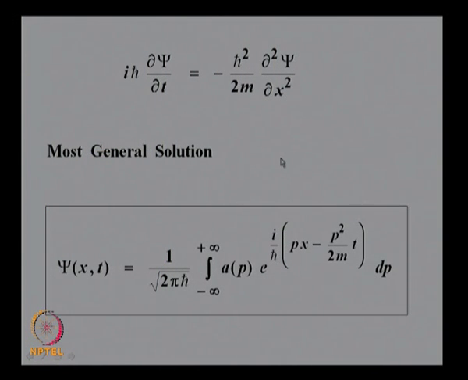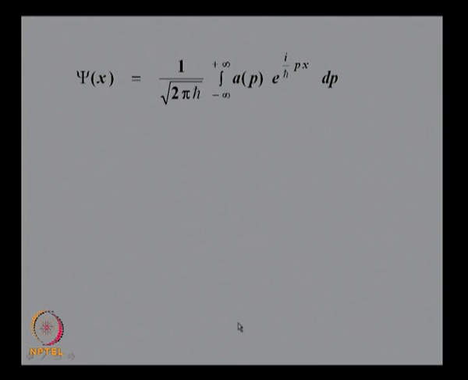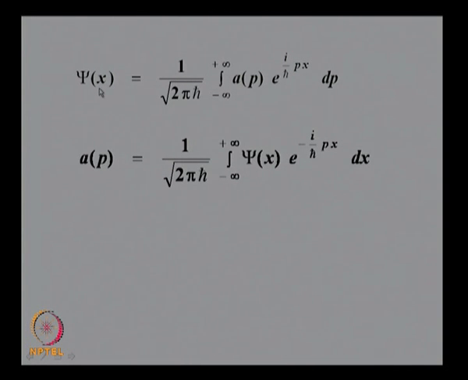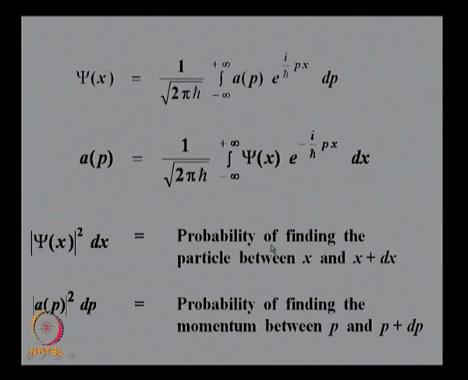So, two turns back, we wrote down for the free particle the most general solution of the time dependent Schrodinger equation. And here A p represents, we have now physically interpreted, the momentum distribution function. And this is how, from the given form of psi of x, I can determine the corresponding A of p by taking the inverse Fourier transform, and interpret mod psi of x square dx as the probability of finding the particle between x and x plus dx, and mod A p square dp as the probability of finding the momentum between p and p plus dp.